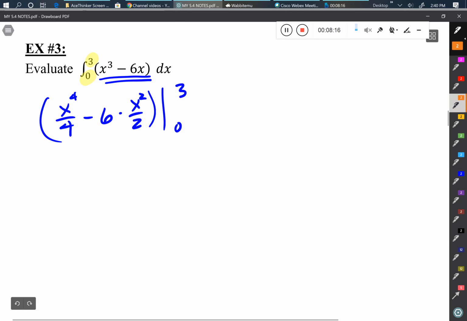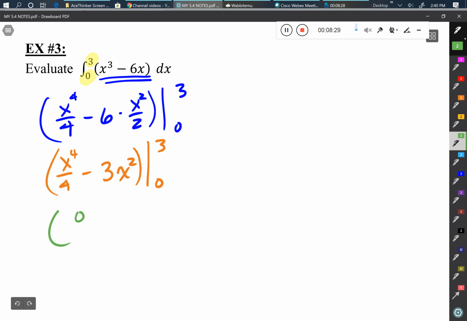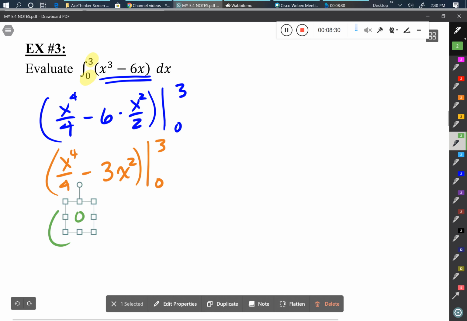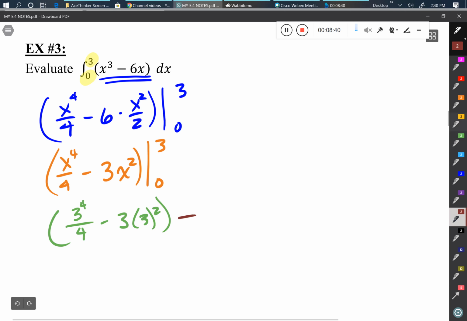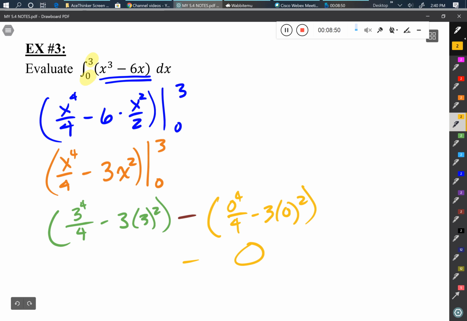Now before I evaluate, I will go through and clean it up. I've got x to the 4th over 4 minus 3x squared evaluated from 0 to 3. Okay? I'll evaluate at the upper limit. That's going to give me 3 to the 4th over 4 minus 3 times 3 squared. And then I'll subtract off the lower limit. 0 to the 4th over 4 minus 3 times 0 squared. Right? That second term is just going to be minus 0, no worries there.